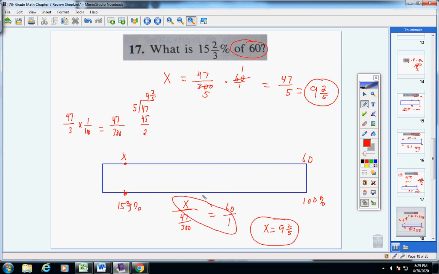X times 1 is x. And 60 times this fraction here is 9 and 2/5. How do I know that? Because we did it right up here. We took 60 times 47 over 300, and you get the same thing.